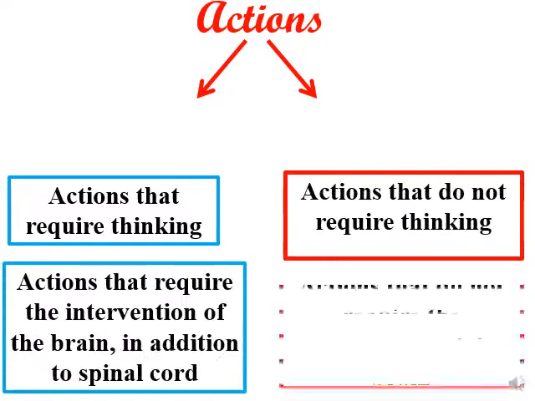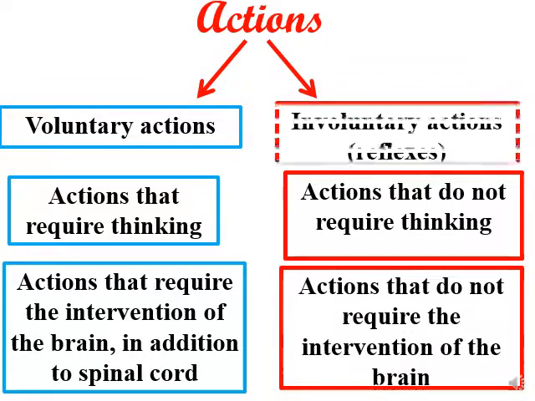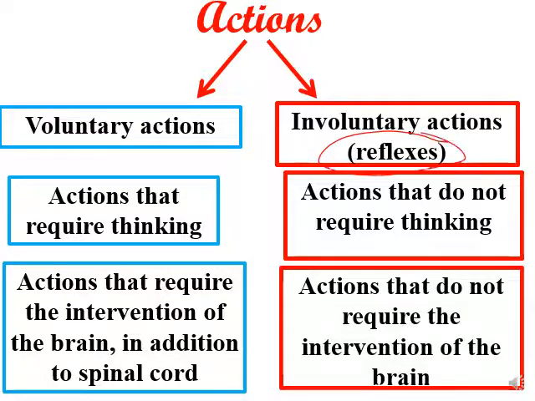Actions are classified as either voluntary or involuntary. From now on, we have to replace the word involuntary with the word reflex. Voluntary actions require thinking, so they require the intervention of the brain and the spinal cord. For example, I have to hold my phone. Holding my phone is an action that requires thinking, while reflexes are actions that do not require thinking and do not require the intervention of the brain.